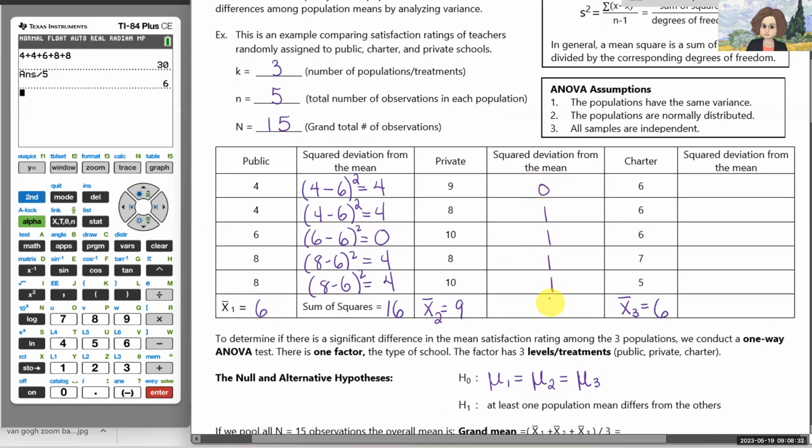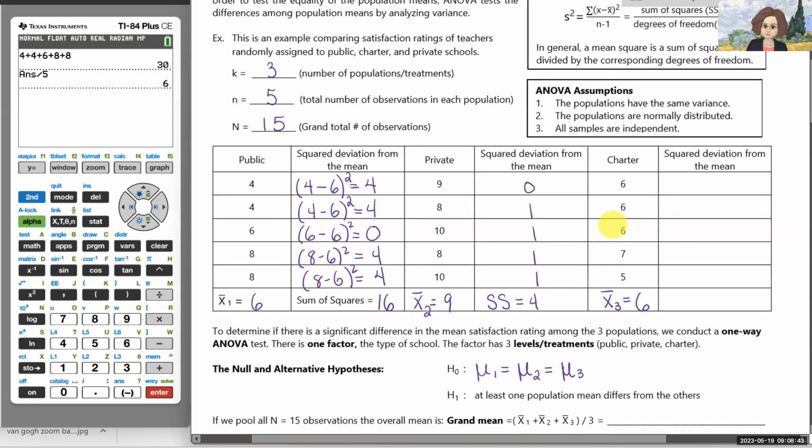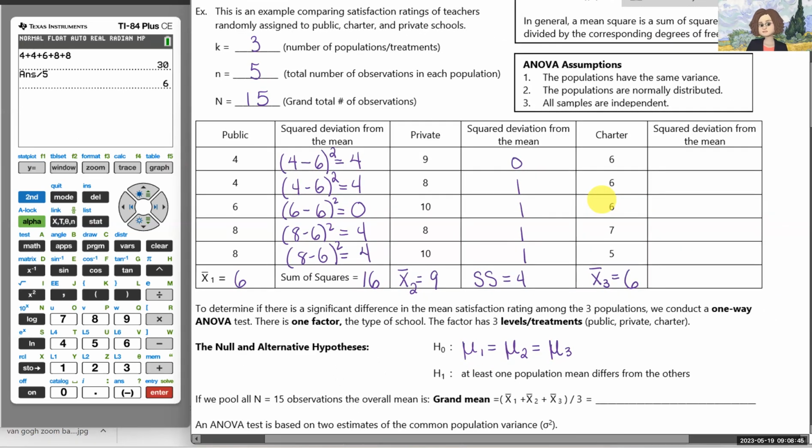Okay. So when we add those numbers, we just abbreviate it the sum of the squares. Those resulted from squaring the deviations. That's going to be 4. And then I'll come over here, and if you did that for your charter school values, that will be 0, 0, 0, 1, 1. And the sum of the squares, adding those values, comes out to be 2.